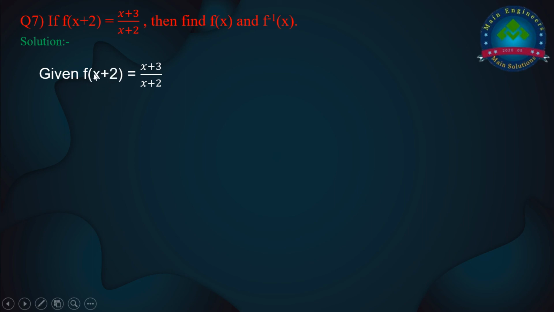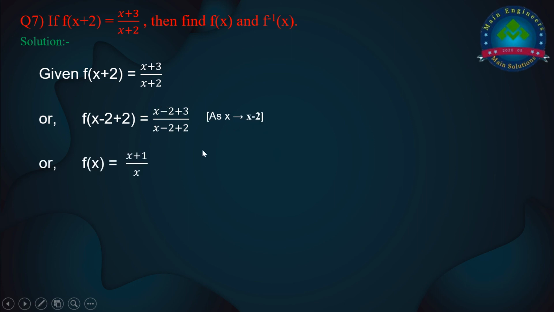We just subtract 2 in the whole equation. We have to replace x plus 2 by x plus 2 minus 2. So let's do it. So f(x minus 2 plus 2) becomes, every x is going to be replaced by x minus 2. So x minus 2 plus 3 over x minus 2 plus 2 is equal to, as x will be replaced by x minus 2. f(x) is equal to x plus 1 divided by x. So we found the value x plus 1 by x.